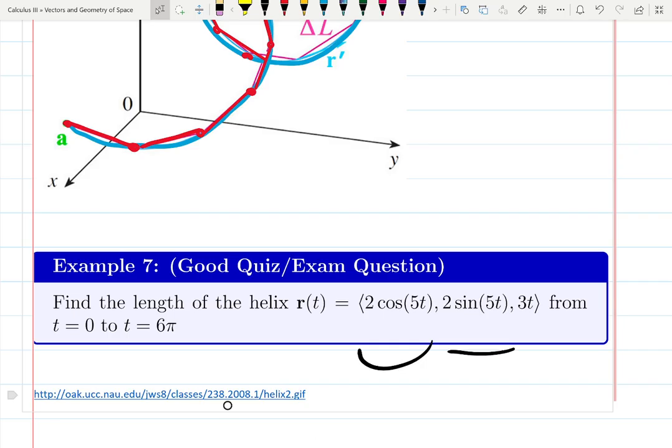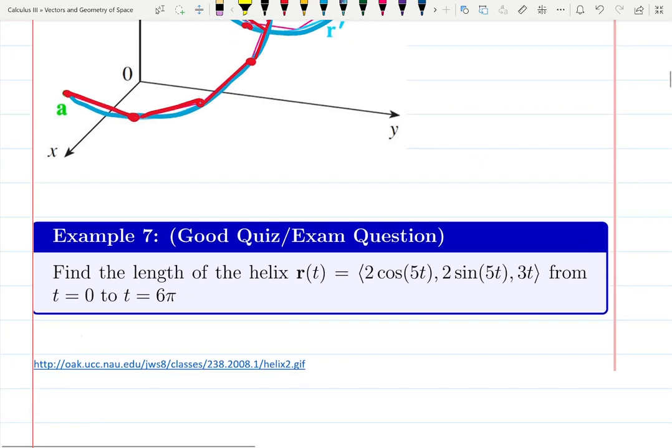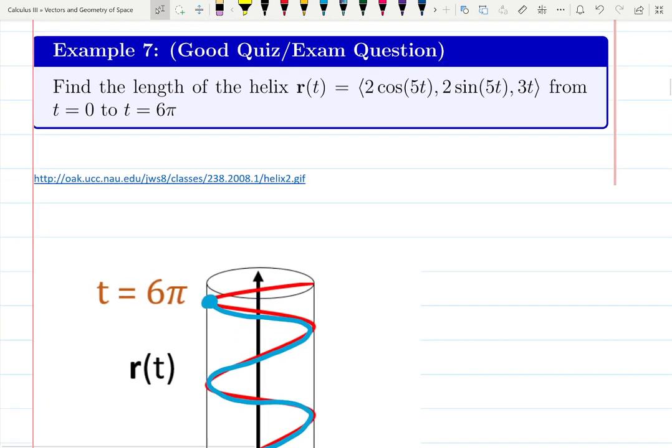In this case, we want from t equals 0 to t equals 6 pi. So we have rotations, and we want to calculate the length up until several rotations. Find the length of the helix r of t. r is a vector, remember that. r of t equals 2 cosine 5t, 2 sine 5t, 3t. And then I want just several spins from t equals 0 to t equals 6 pi.